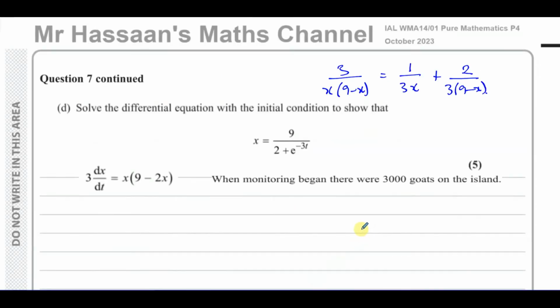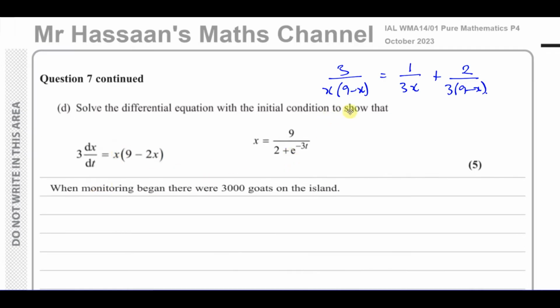Okay, now for part D. It says solve the differential equation, which is this one we're given, with the initial condition, which is this, to show that x equals 9 over 2 plus e to the power of negative 3t. So we have to solve this differential equation.